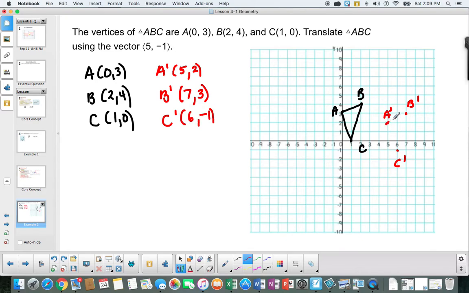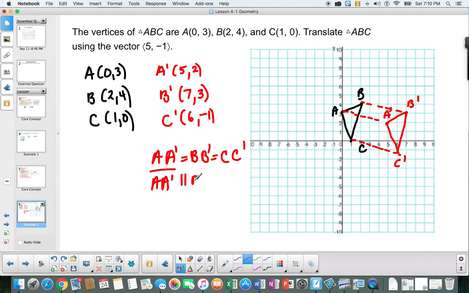Now let's go ahead and draw the lines here, and you can see that it satisfies the definition that we just talked about. And the fact is that each point is going to move the same distance. It's moved the same distance. So all of these distances, A to A prime, will be equal to B to B prime, which will equal C to C prime, and they will all be parallel to each other as well, and that creates the same direction.